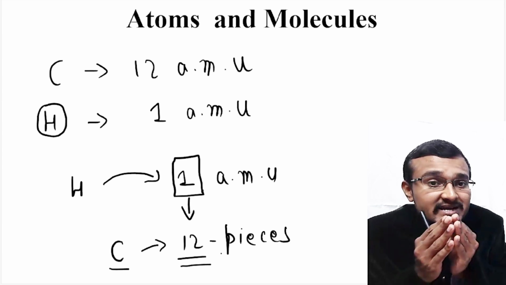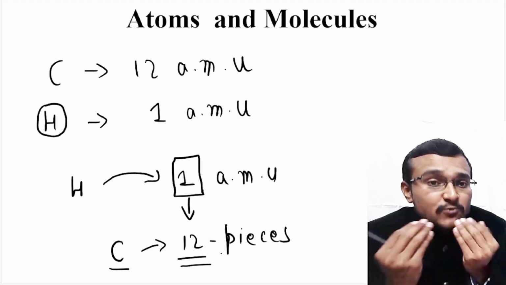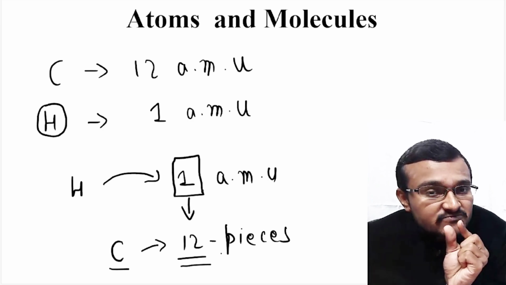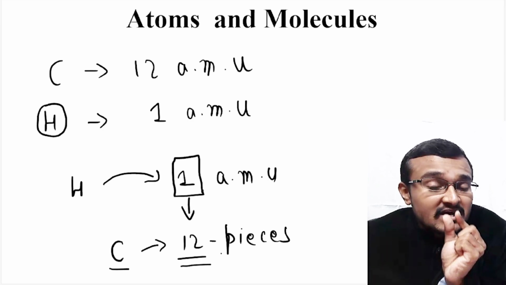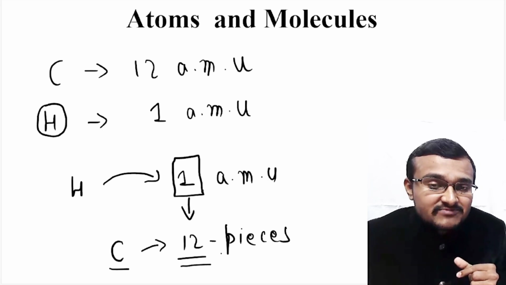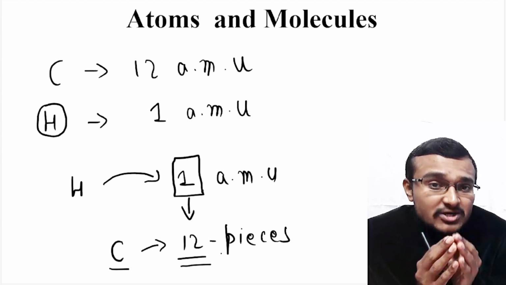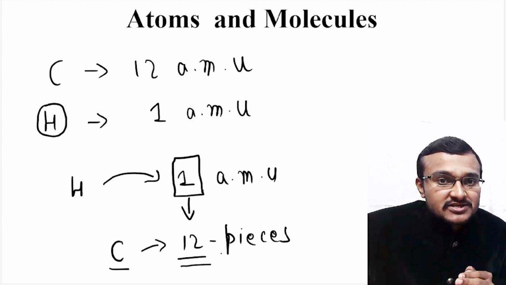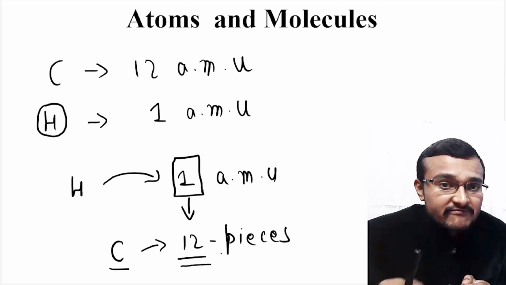So here you should make equal pieces. So 12 equal pieces. How much mass one piece of the carbon atom will have, that much mass will be there for hydrogen. That means here 1/12 of the mass of carbon is the mass of hydrogen. That is how you are referring to it.